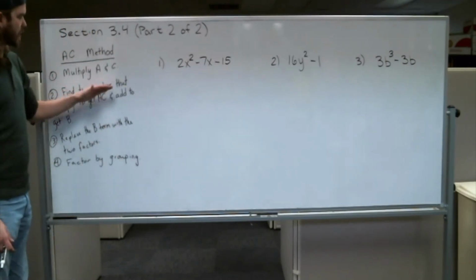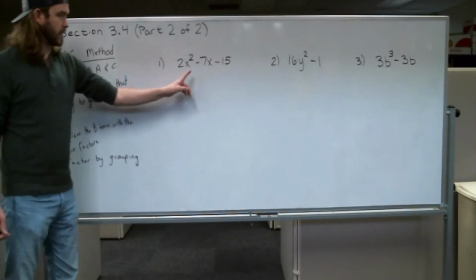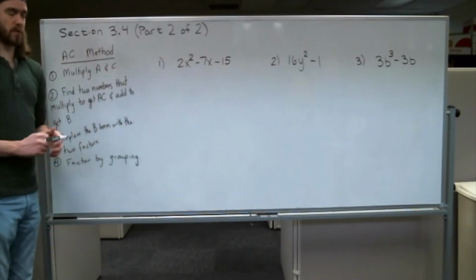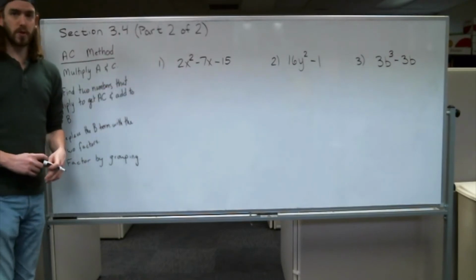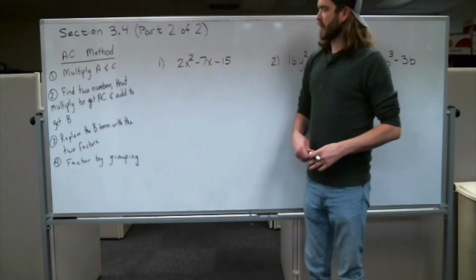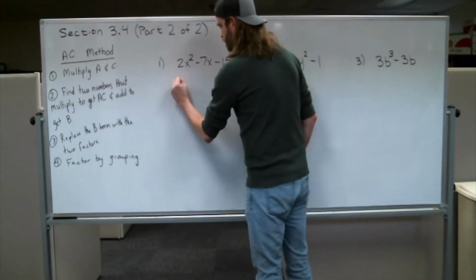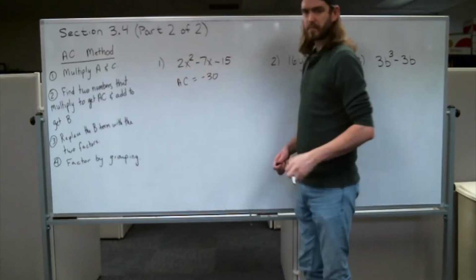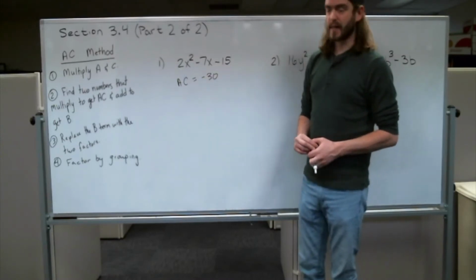Once you do that, you're going to find two numbers that multiply to get that number, AC, and add to get your middle term. You're going to replace the b term with those two factors, and then you're going to end up factoring by grouping. So let's do this example using the AC method. We have 2x squared minus 7x minus 15. If we multiply a times c, that gives us an AC of negative 30. Now we need to find two numbers that multiply to get negative 30, but add to get negative 7.